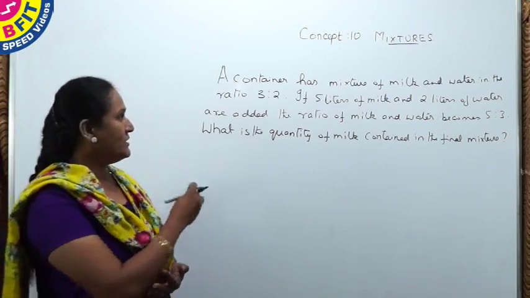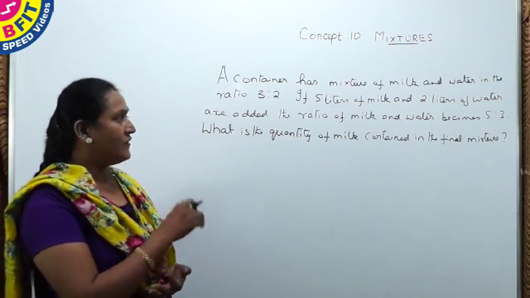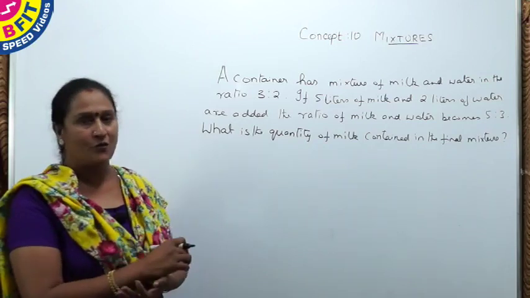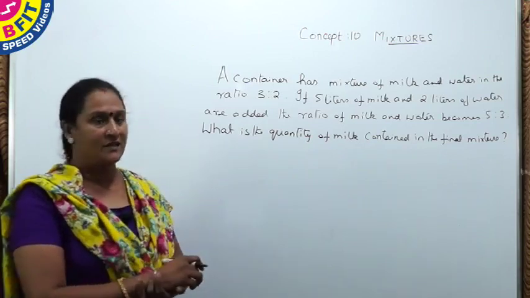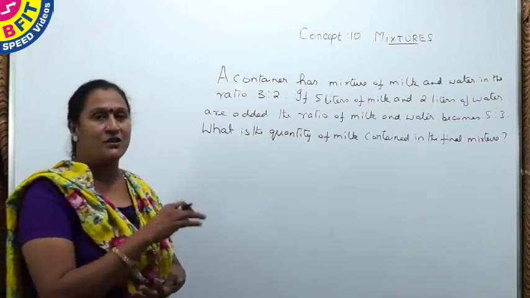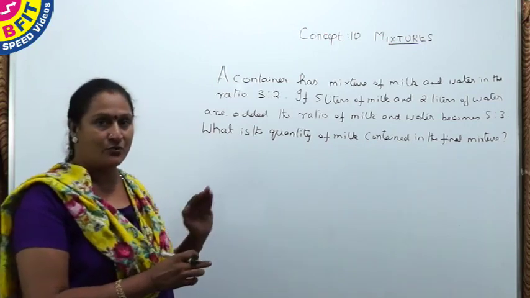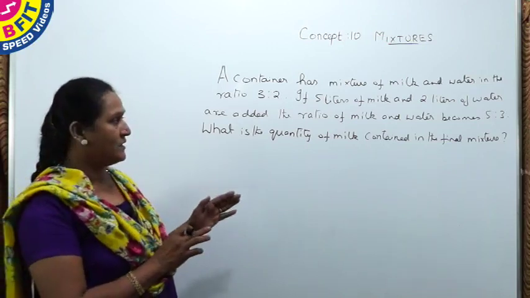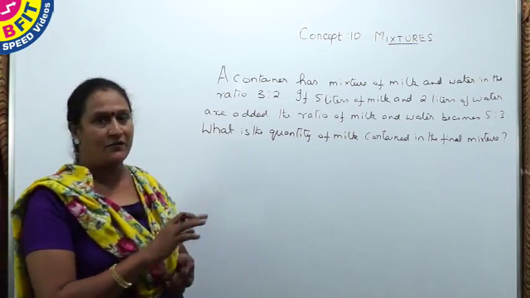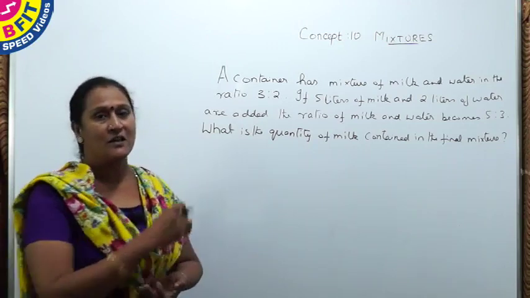So in this, the initial ratio of milk and water is 3:2, and after adding 5 liters of milk and 2 liters of water, the ratio becomes 5:3. In the ages question, if they give the past ratio or future ratio from the present, the number of years which you subtract or the number of years which you add will be the same. In this question, different values of milk and water are added. So we'll see how to work out this type of question.